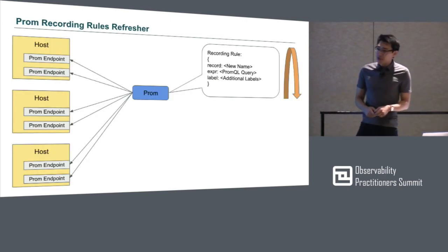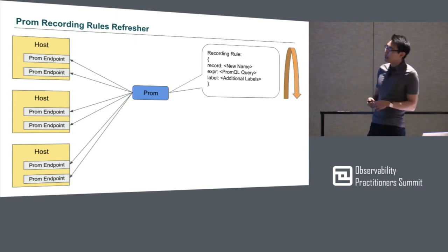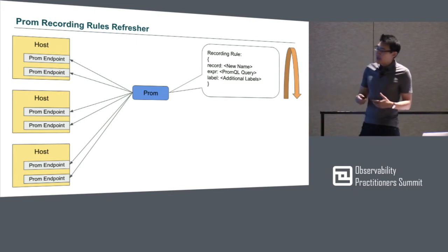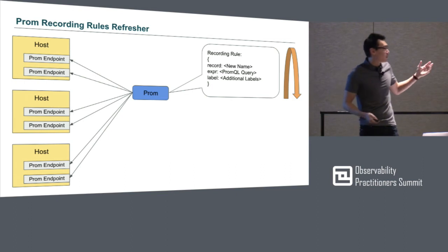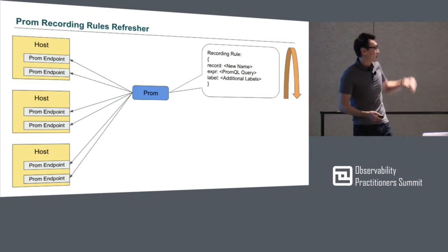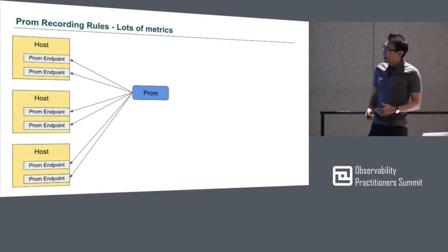So for those who are familiar with Prometheus, this is how Prometheus recording rules work, right? So you have a Prom instance there that's scraping metrics from a whole bunch of Prom endpoints, and then you define a recording rule. What this recording rule does is you give it a PromQL expression, and periodically, you define the interval, it will run that expression, get the results, and store it as a new time series on that single node, right? This works great when it's one node.